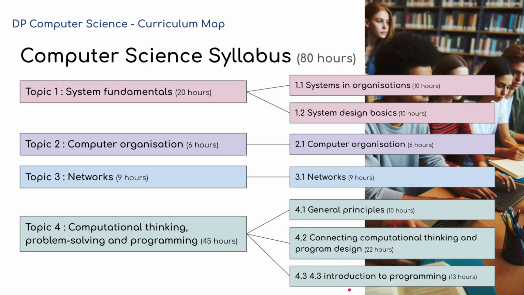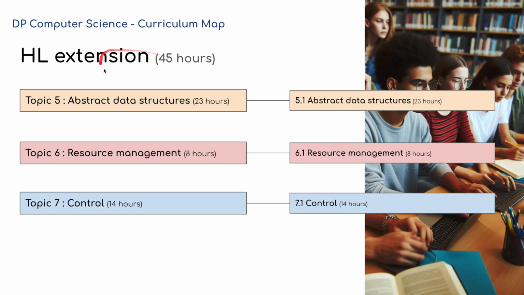Computational thinking, problem solving, and programming is 45 hours. It's broken down into three component parts: general principles, 10 hours, connecting computational thinking and program design, and then introduction to programming, 13 hours. The additional 45 hours in the higher level extension, we've got topic 5, abstract data structures, 23 hours. Okay, topic 6, resource management, 8 hours, and control, 14 hours, making a grand total of 45 hours for those three additional topics.